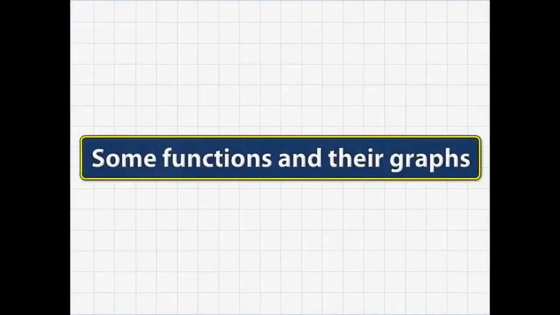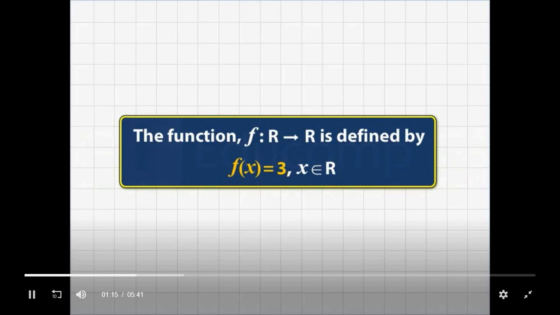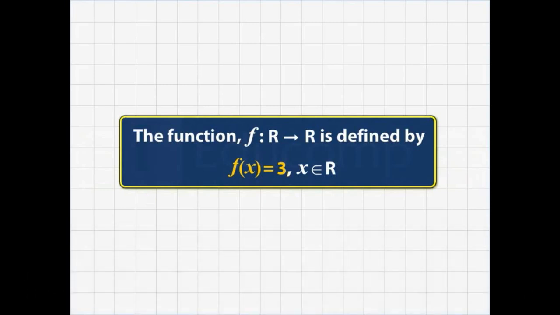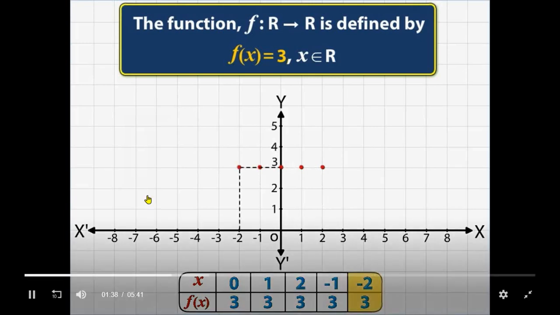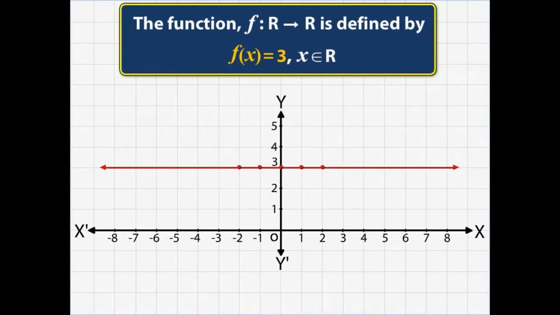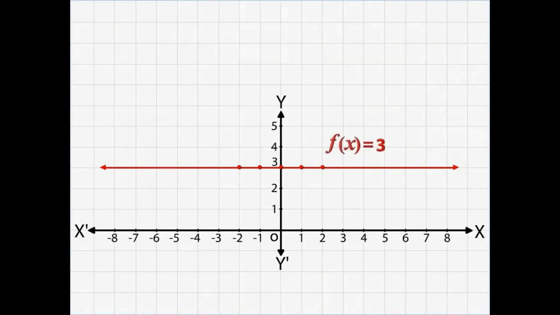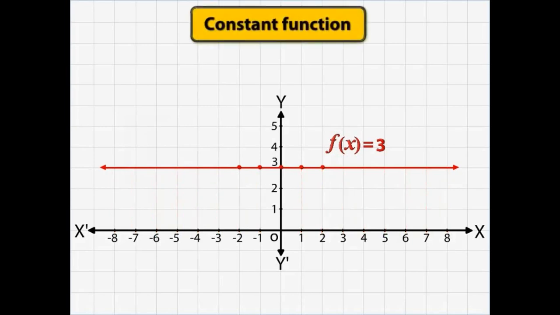Now let's learn about some functions and their graphs. Look at this function f that maps from a set of real numbers to a set of real numbers and is defined by f of x equals 3, where x is an element belonging to the domain of f. If we plot the graph of this function, we get a horizontal line parallel to the x-axis so that it cuts the y-axis at 3. The graph shows that for any input to this function, the output remains constant. Such functions are called constant functions.